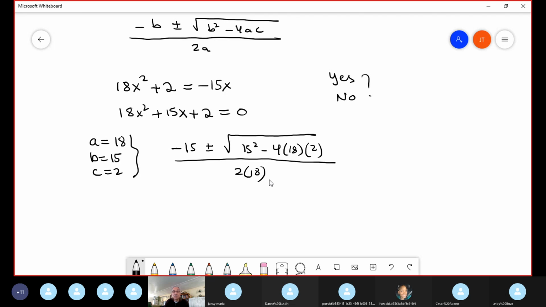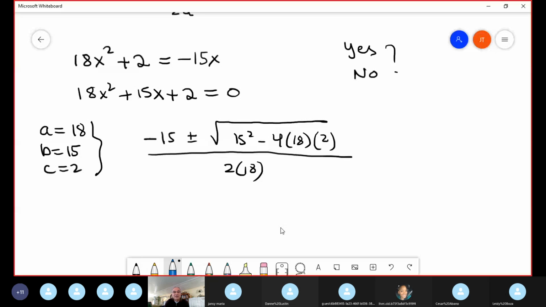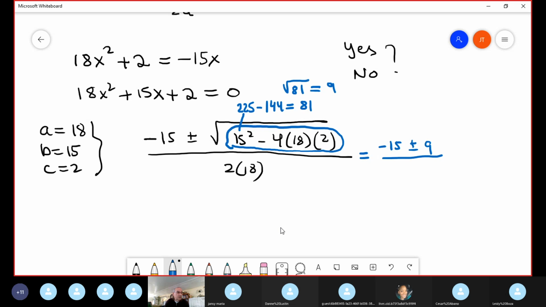Entonces we focus on this operation. This is classical. The first thing you should do is the operation inside, right? According to the order of operations. And 15 squared is 225. I put it in my calculator. Minus, multiplication, 4 times 18 times 2 is 144. And when you subtract this, it gives me 81. And when you compute the square root, 81 is 9. So far, we have negative 15 plus or minus 9 divided by 36, no?